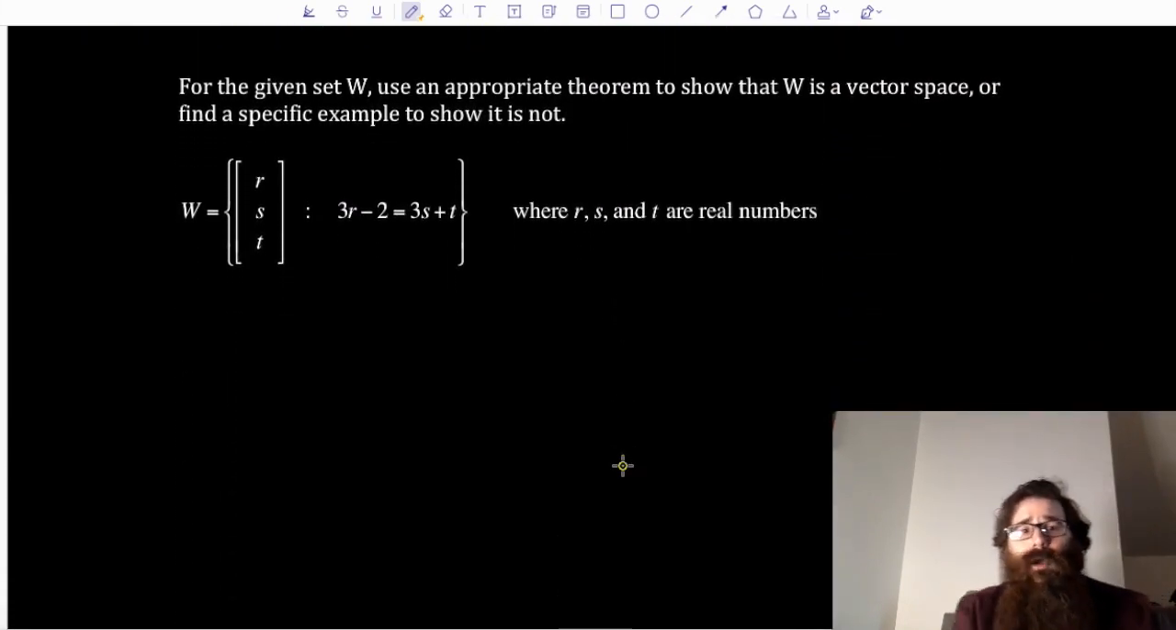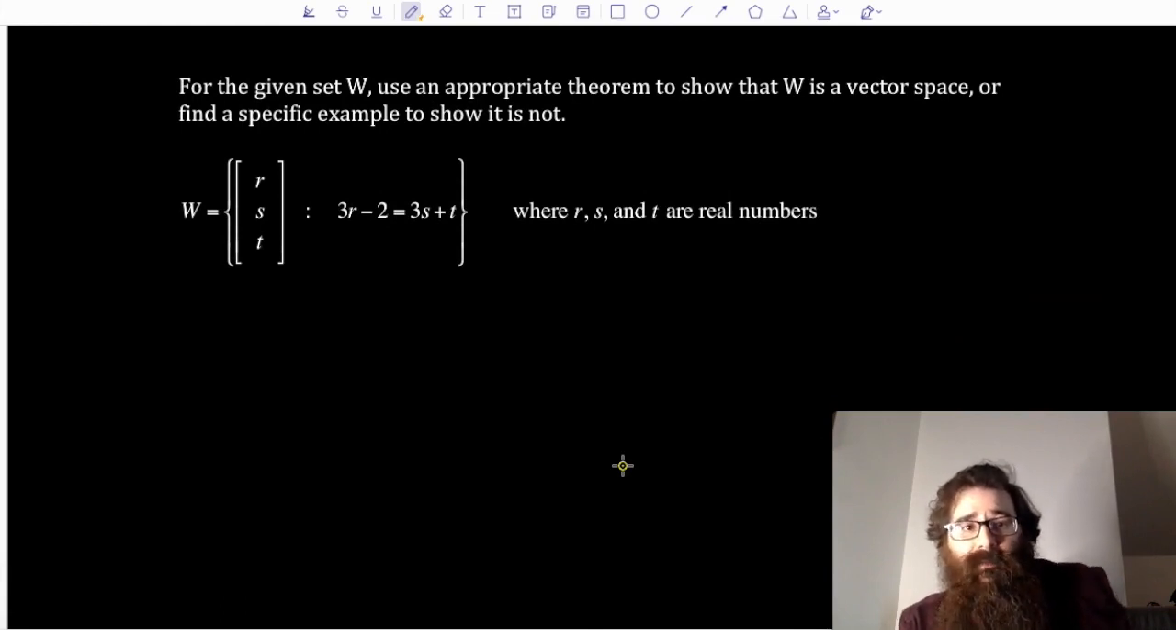All right, let's go ahead and talk about some things similar to what we talked about in the last section, still building off of those ideas. For the given set, capital W, use an appropriate theorem to show that the set W is a vector space, or find a specific example to show that it is not. And remember, we have a really nice shortcut to this.